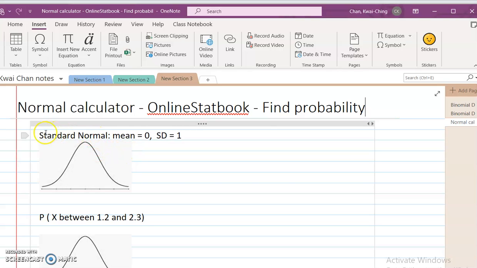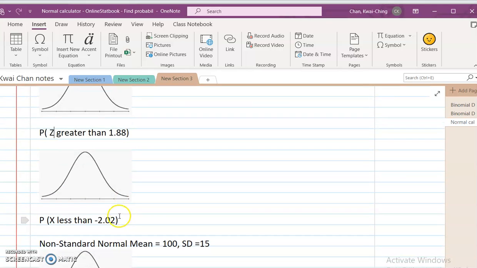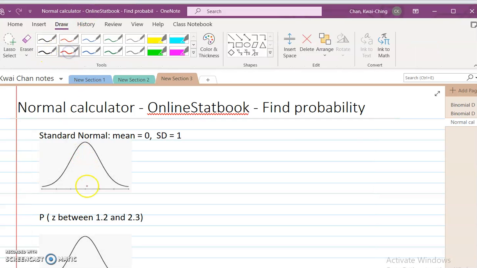So for example, for the main uses, when we're talking about standard normal, the value of the unknown is not x anymore. We call it z. So we say z is between 1.2 and 2.3. In a standard normal, the mean is always 0, so in the middle we always have 0. This tick mark is 1, 2, because the standard deviation is just 1. And -1 and -2, so they're symmetrical.